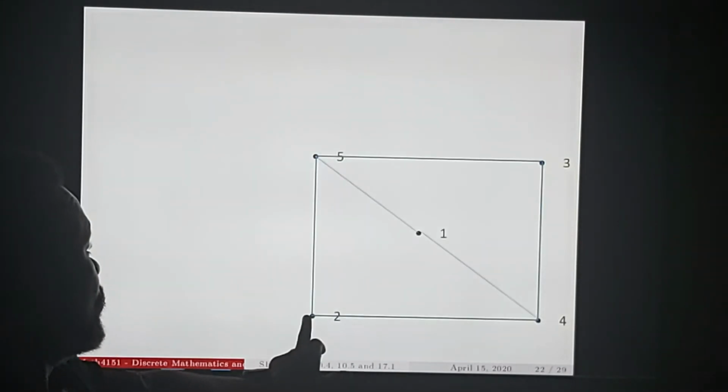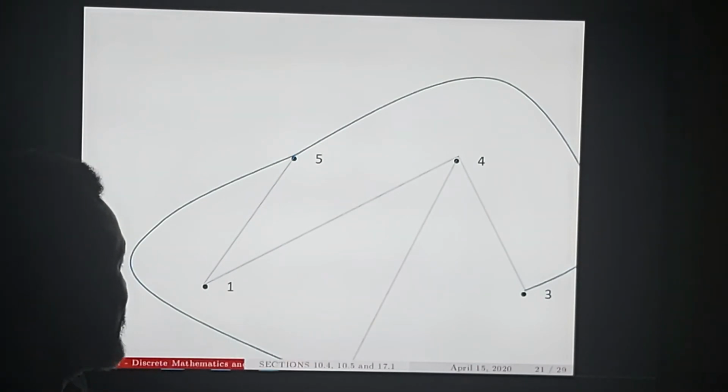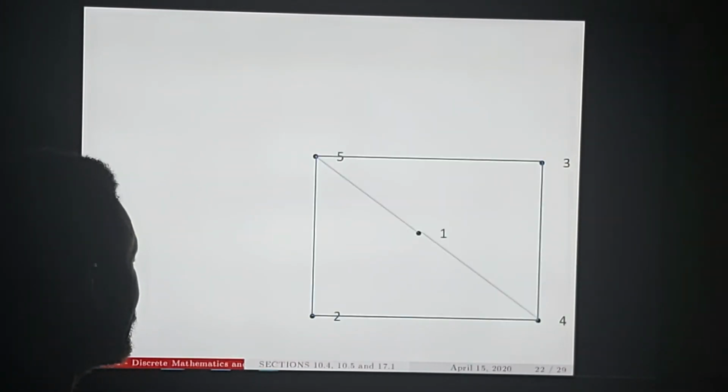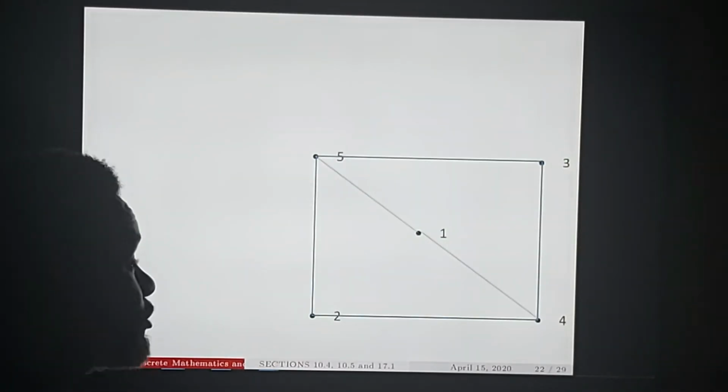So, 2, 5, 4 also, wait a minute. Is 4 an outer vertex? What happened here? This is what I claim, that this graph is equivalent to this. Anyway, I would like to stop there. Maybe I'll say something about this, but I am done.